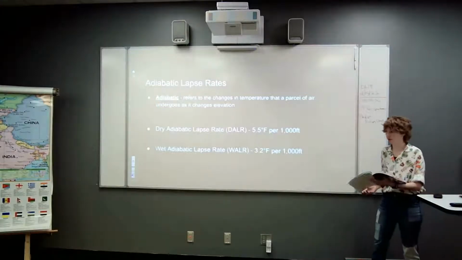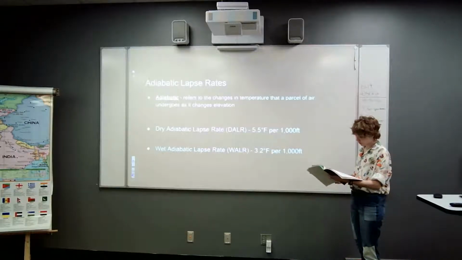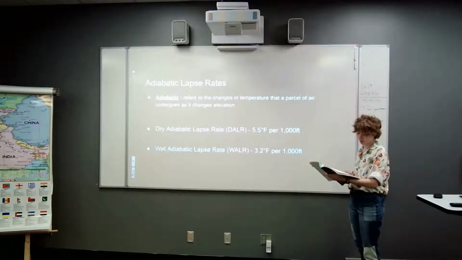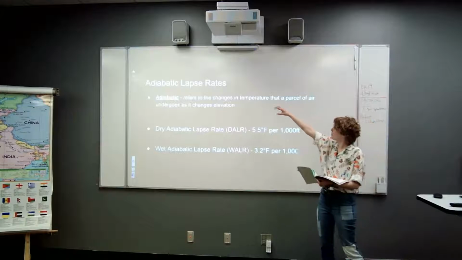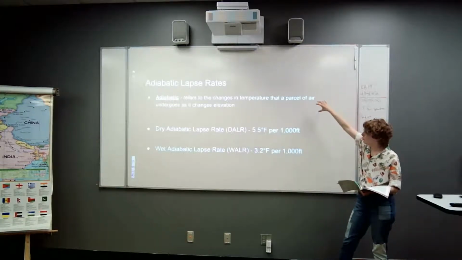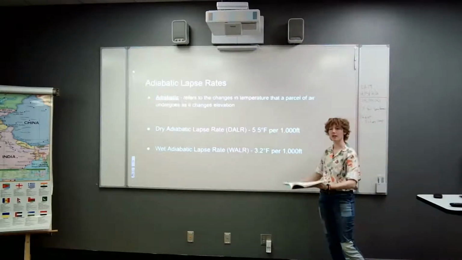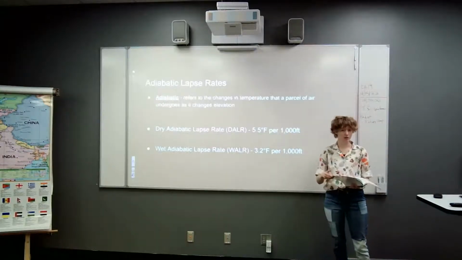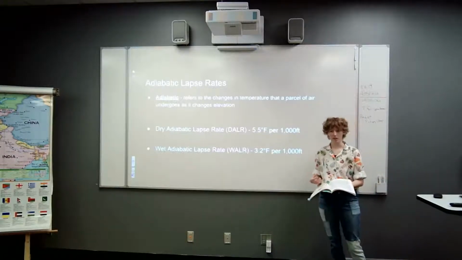Okay, adiabatic lapse rates. This section got a little bit confusing in my lab. This is the example we did in class, so it should look familiar. The adiabatic lapse rate just refers to the rate of change in a parcel of air as it undergoes a change in elevation. As it's moving up or down, we're going to see that on a mountain in a second. As the air parcel goes up and down, what does that change?